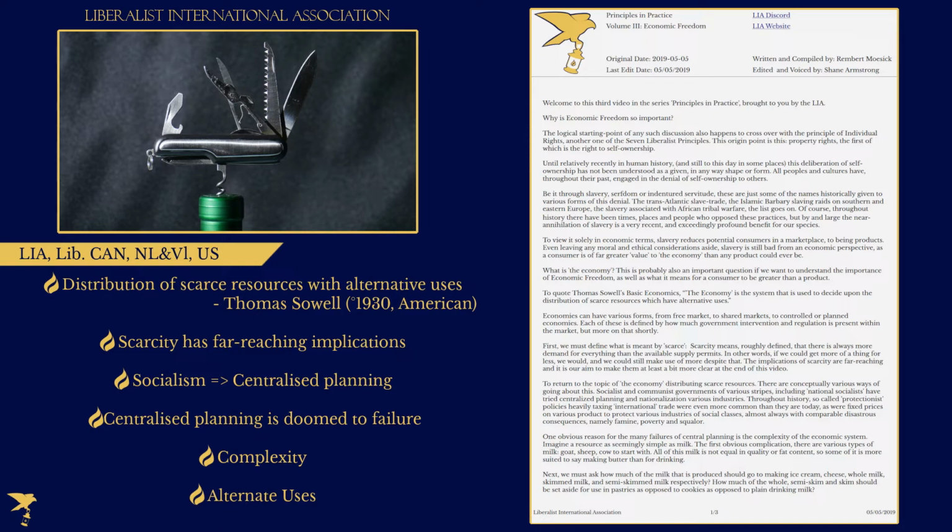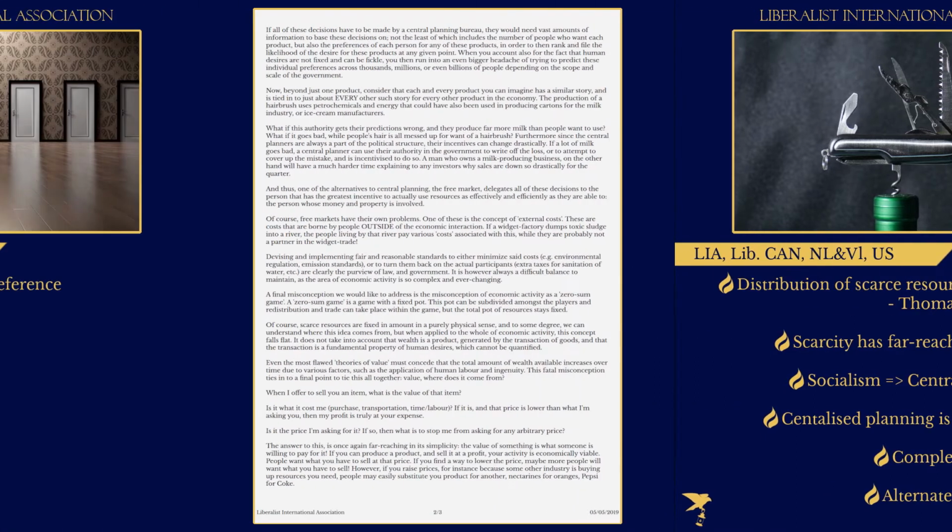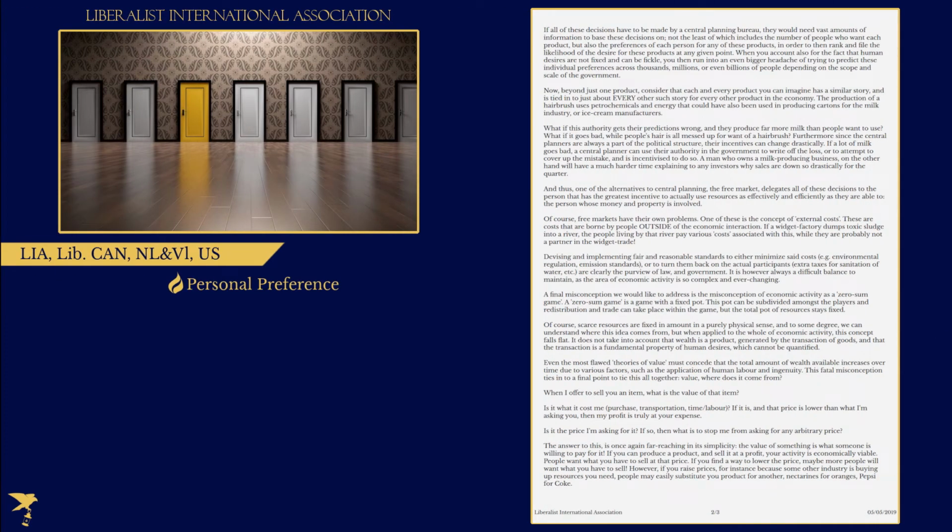If all of these decisions have to be made by a central planning bureau, they would need vast amounts of information to base these decisions on, not the least of which includes the number of people who want each product, but also the preferences of each person for any of these products, in order to then rank and file the likelihood of the desire for these products at any given point.